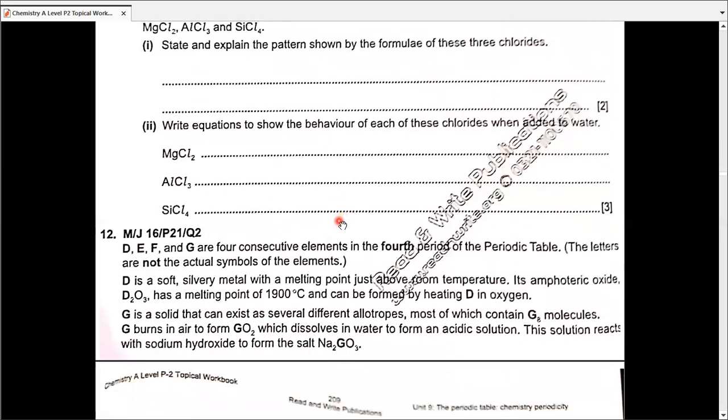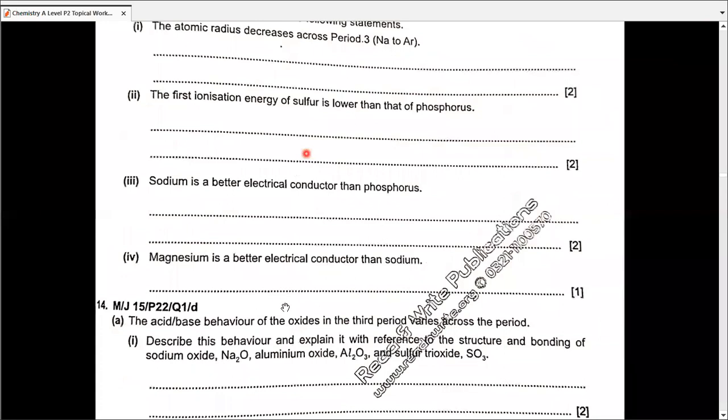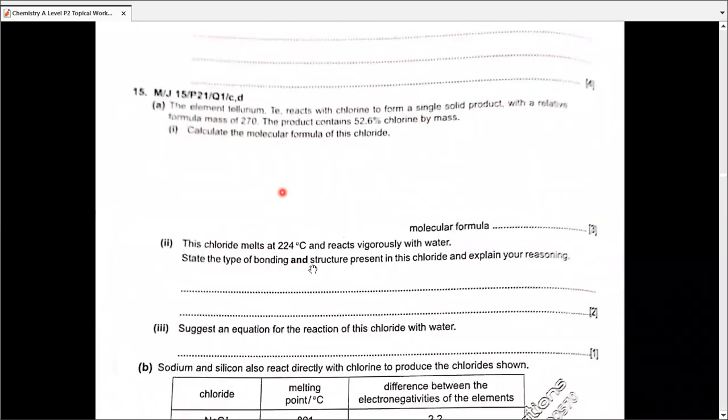Okay, sir. What else? Question 15A, second part. The element tellurium Te reacts with chlorine to form a single solid product with a relative formula mass of 270. The product contains 52.6 chlorine by mass. Calculate the molecular formula of this chloride.